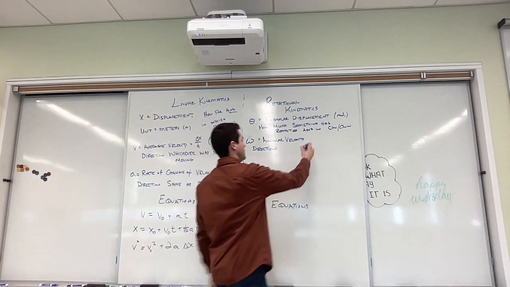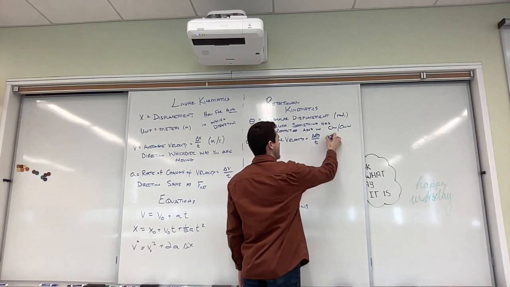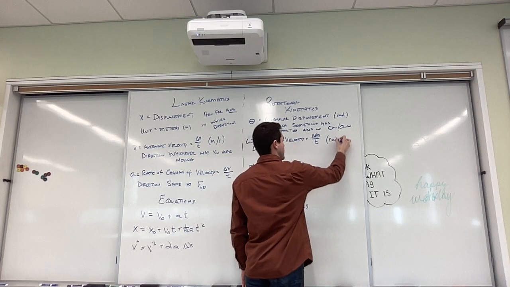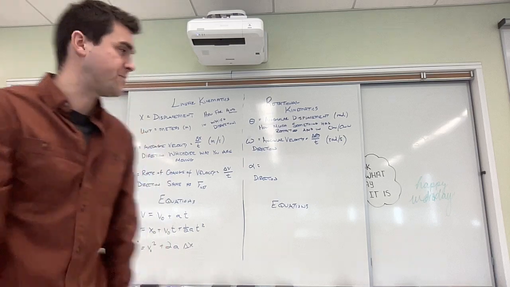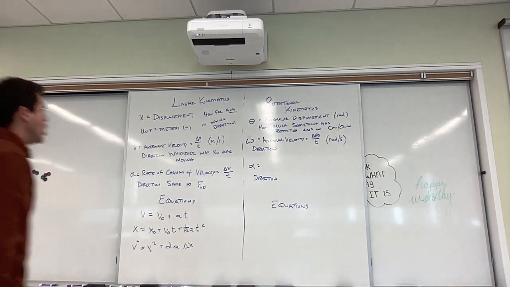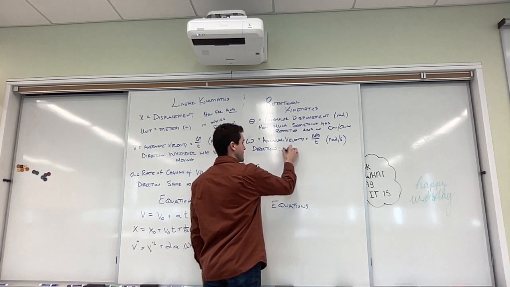How is it measured? Well, it's calculated by taking my change in theta, or change in angle, over time, and it's measured in radians per second. We don't use degrees so much. We prefer to use radians in physics, and so this is how we measure it. Which direction does it go? It's the direction that you are rotating.